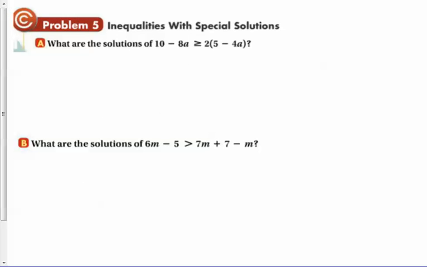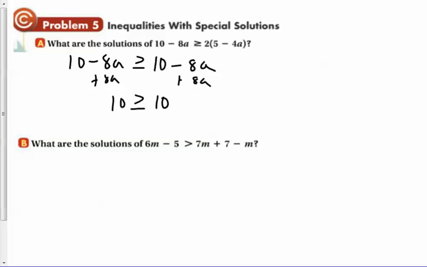Next one. Special solutions. Now this means something weird is going to happen. So if I go 10 minus 8a is greater than or equal to 10 minus 8a. If I go ahead and add 8a here and add 8a here, I get 10 is greater than or equal to 10. Well, that's weird. Is 10 greater than or equal to 10? Well, yeah, 10 is greater than or equal to 10 all the time. So what that means is that we have infinite solutions here.